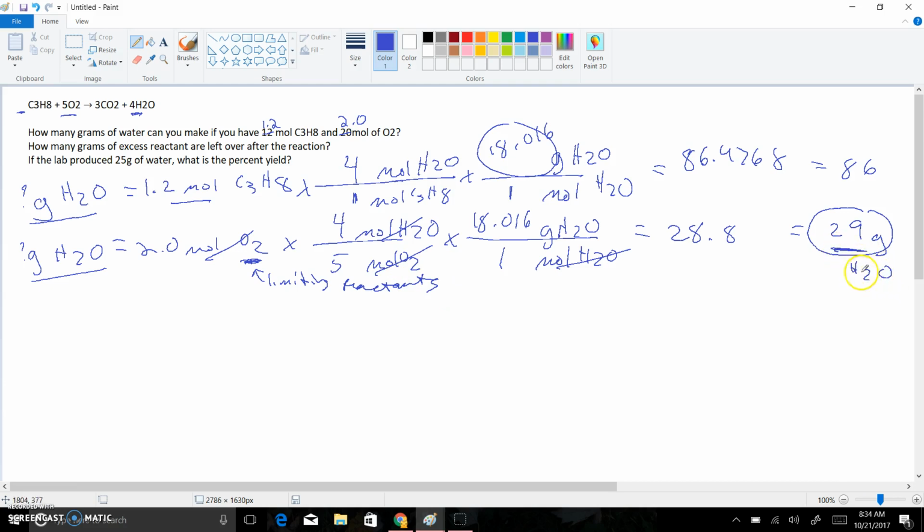After I make the 29 grams of water, I have no more oxygen. I can't run the reaction anymore. It's done. Even though with the C3H8 I have enough to make 86 grams of water, I can't actually do that because I've run out of oxygen. Okay, so that's my answer to number 1.